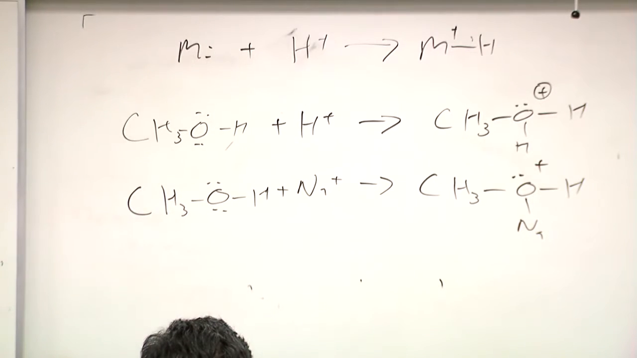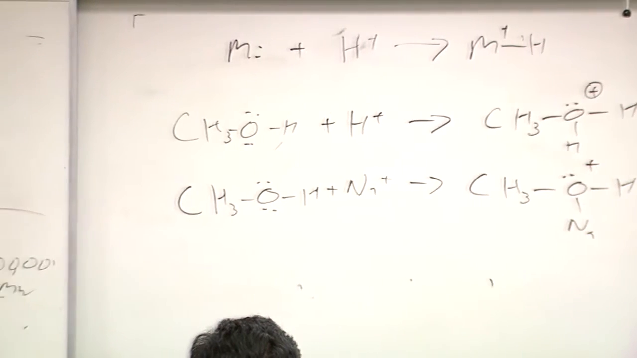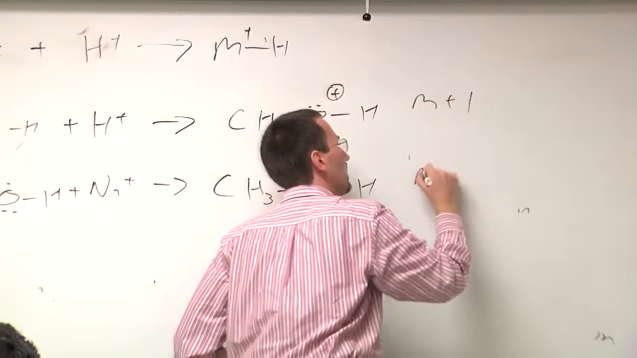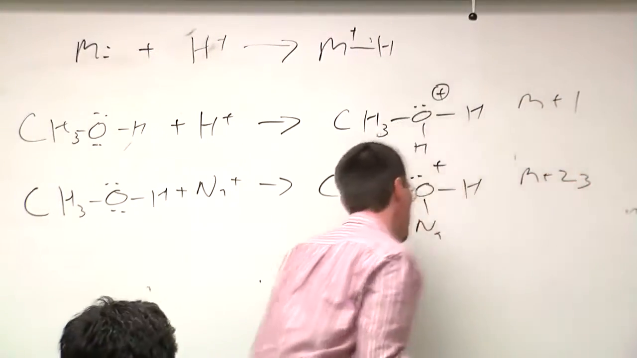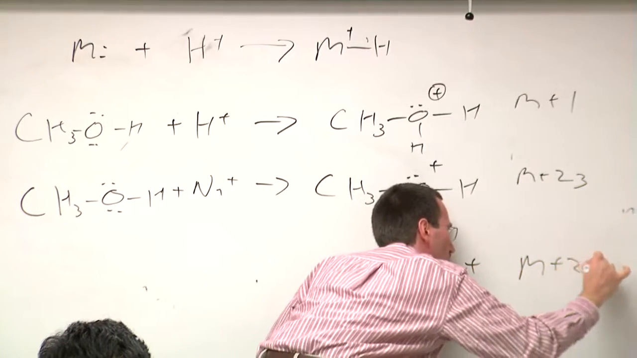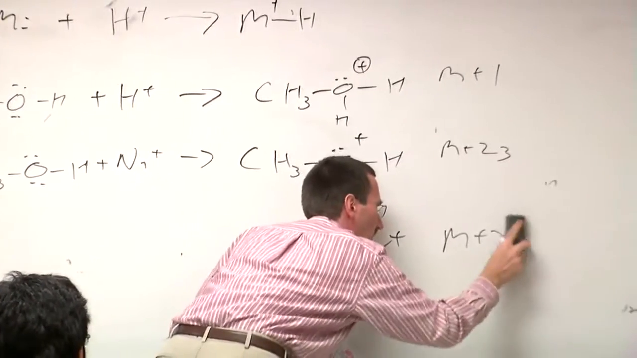And what I want to do now, sometimes you'll even see, so this would be M+1. This would be M+23. Sometimes you'll see potassium as M+39.